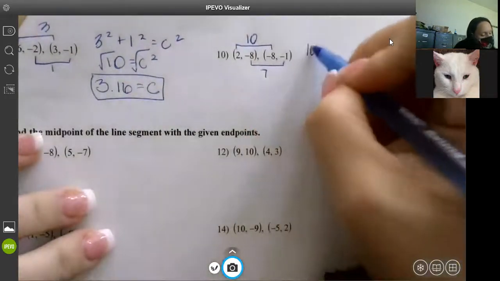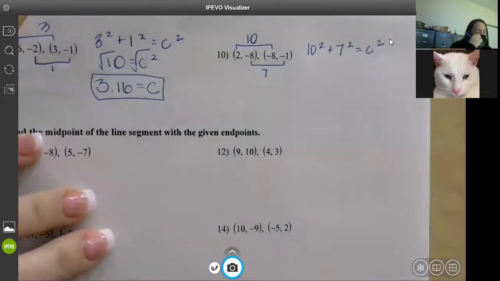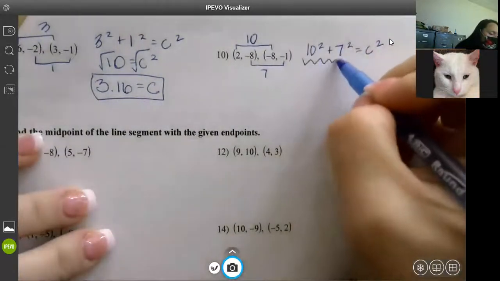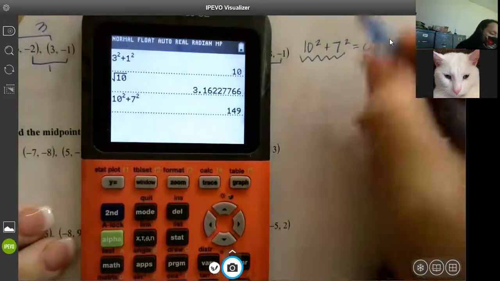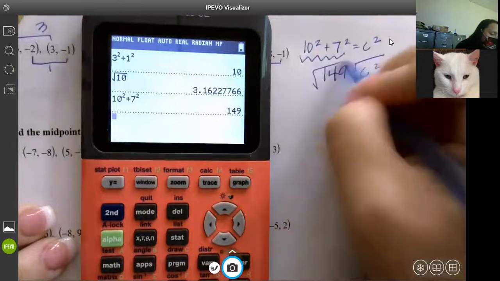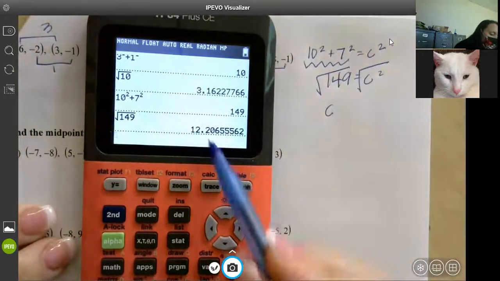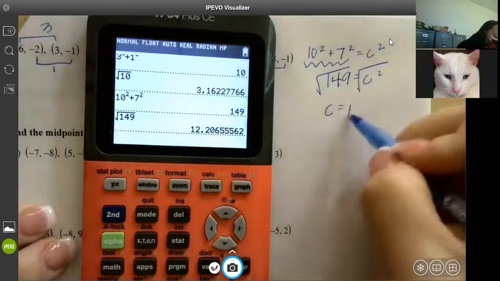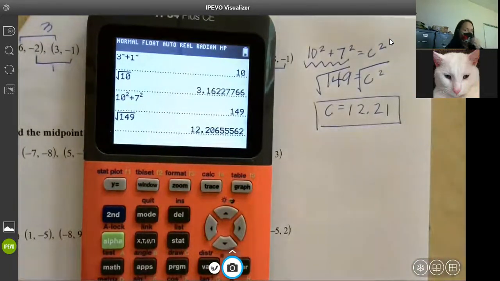7. So 10 squared plus 7 squared equals c squared. Put that in your calculator. 10 squared plus 7 squared is 149. And then we take the square root. Round it correctly, the 6 bumps the 0 up. So 12.21.